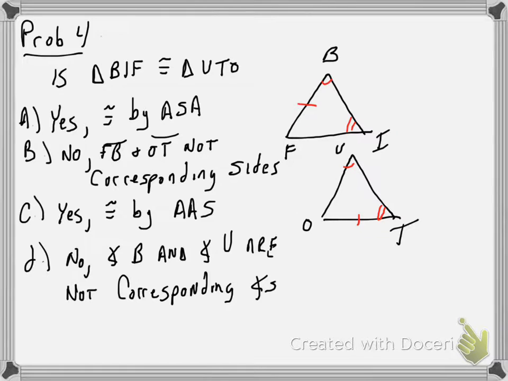Okay, and the problem is that notice how OT is closest to the 2 and FB is closest to the 1. Those don't match up. You would probably need FI to OT, or you would need BF to UO to be able to say that these are congruent triangles. It doesn't help me that they have that. Okay, so I'd have to say B, no, because FB and OT are not corresponding sides.